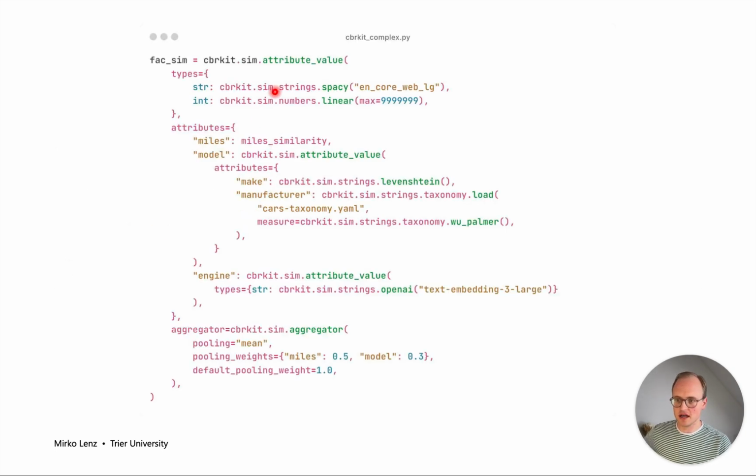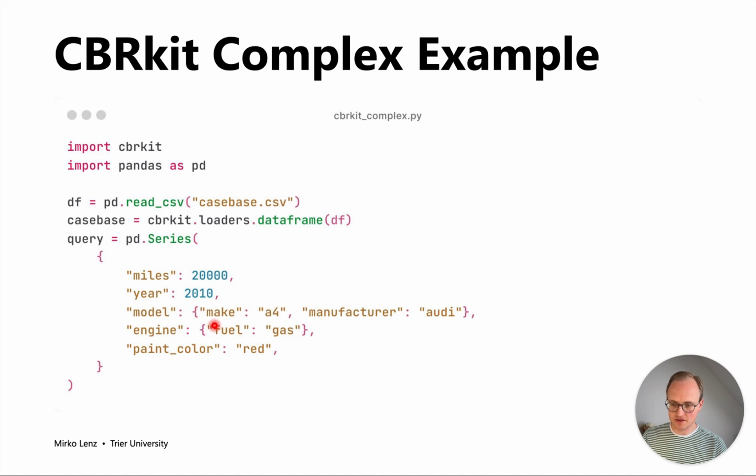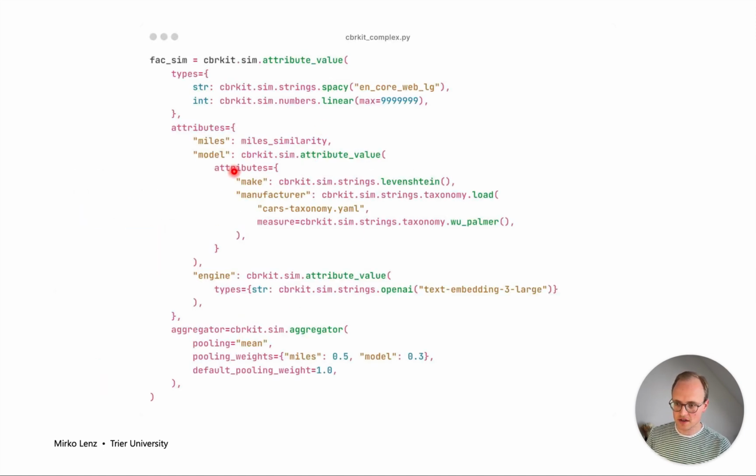For the FAC phase, we again use the attribute value helper because we are dealing with attribute value representation. And here we see that we again define it based on the attributes. For instance, here the model now again uses a nested version of this attribute value helper because as we saw in the query, this is now a nested representation, meaning we can use it again to define even object-oriented similarity functions. And then we can also say that for certain types, we want to have a default similarity measure. For instance, for strings, we could say that we use some embedding, and for integers, we use some linear similarity. So in case an attribute exists in the query that is not defined here, it just falls back to the type of the attribute.